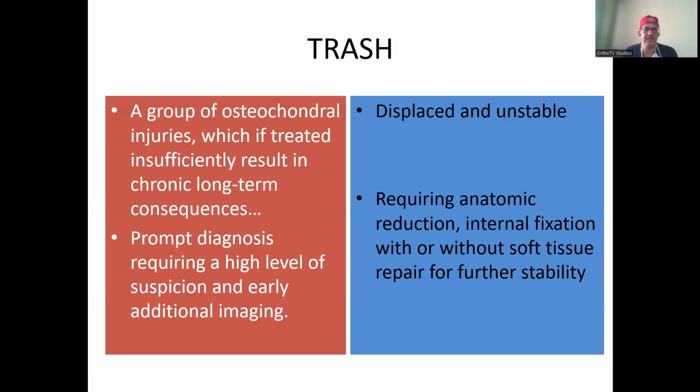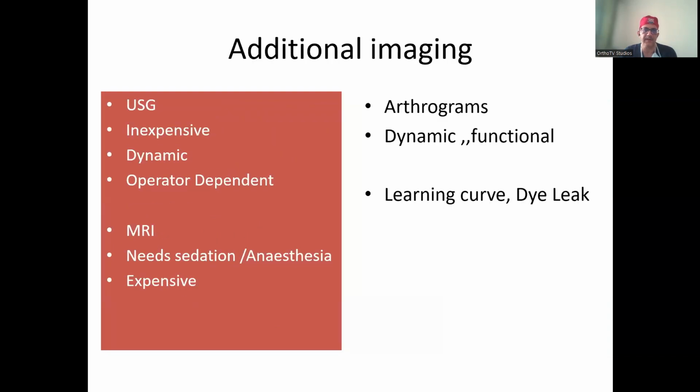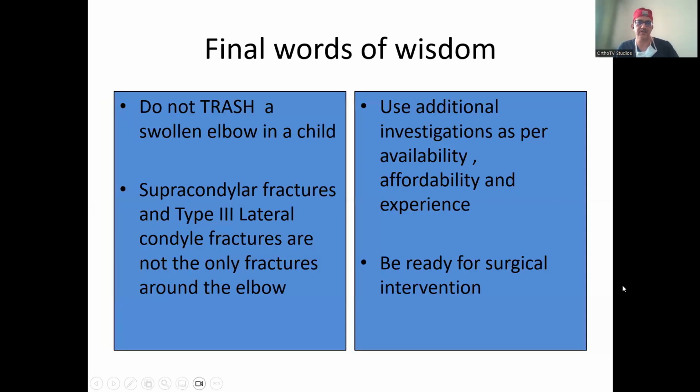So what are these trash lesions? This is a group of osteochondral injuries which, if treated insufficiently, always result in chronic long-term consequences. A prompt diagnosis and a high level of suspicion with early additional imaging is mandatory. All of them are displaced and unstable. They require anatomic reduction and internal fixation with soft tissue repair. Additional imaging in the form of ultrasound, which is inexpensive, or an MRI or an arthrogram as per your availability should be used to diagnose these lesions.